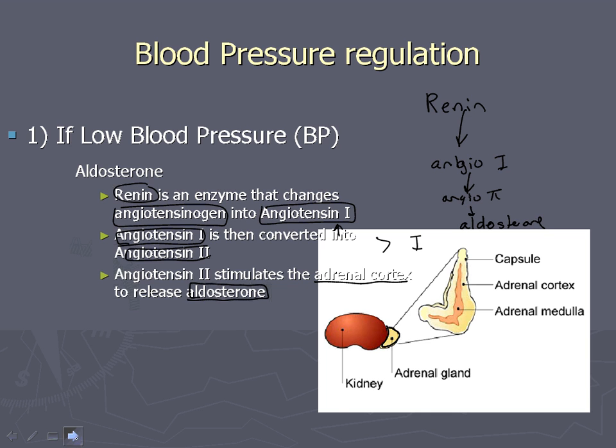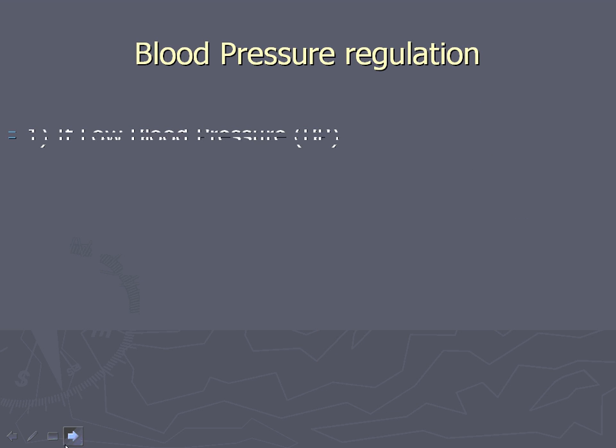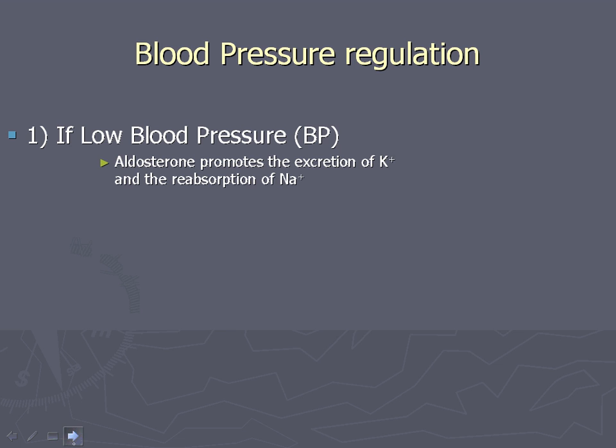All right, and what does aldosterone do? That's a great question. It promotes the excretion of K+ and the reabsorption of sodium. So if we look, here's our blood, here's our little tubule. What's going to happen is sodium's going to get reabsorbed, and potassium is going to be excreted out into the tubules and eventually out as our urine.